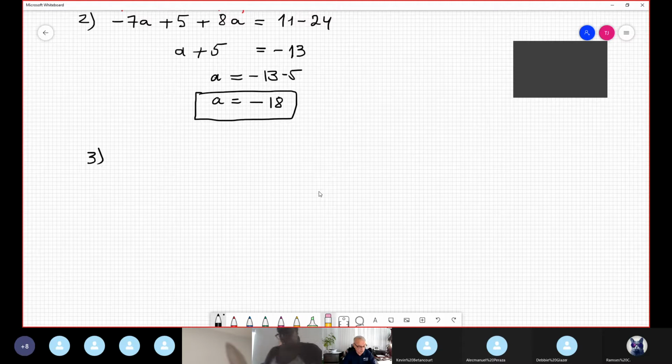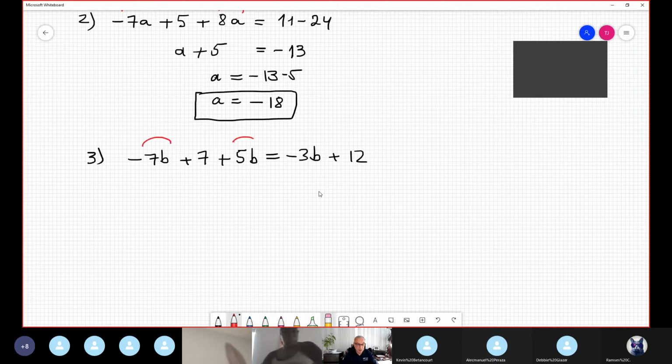Okay, next, the third problem is minus 7b plus 7 plus 5b equals minus 3b plus 12. Super. Okay, same idea: combine like terms. Who are the like terms? These and these are like terms. And we have another on the right-hand side, but that is for later. So we are doing it step by step. You combine like terms here: negative 7 and positive 5 is negative 2.